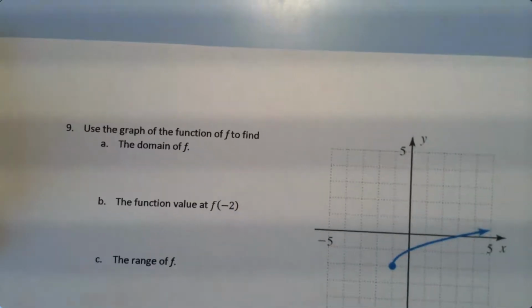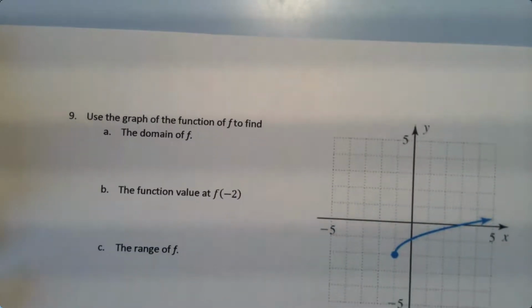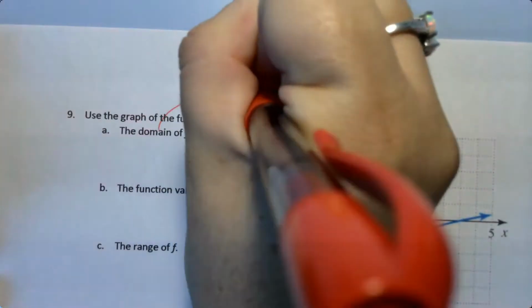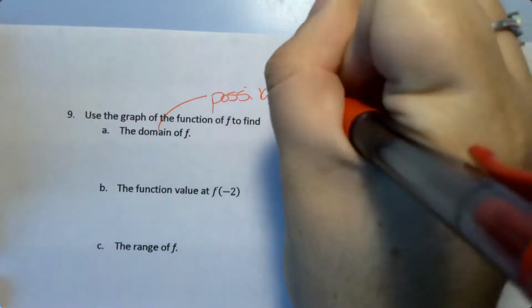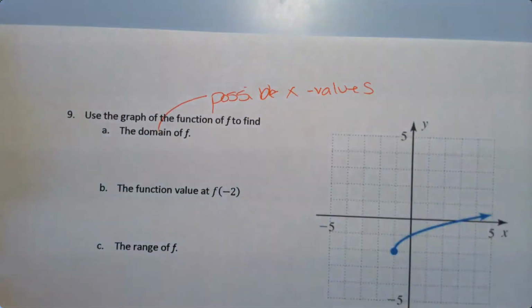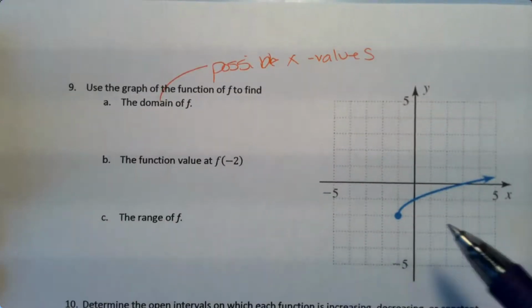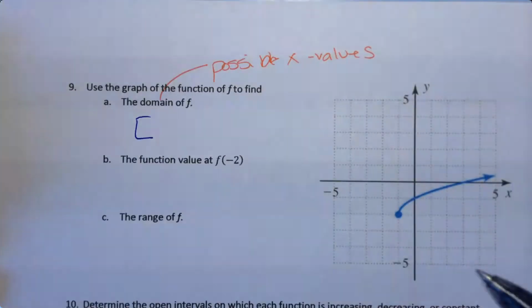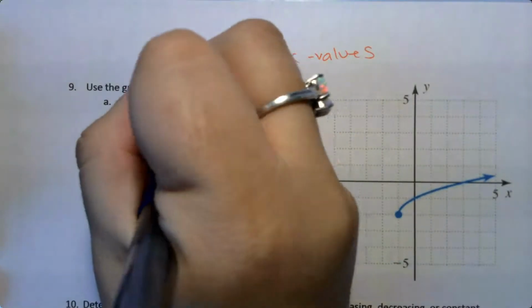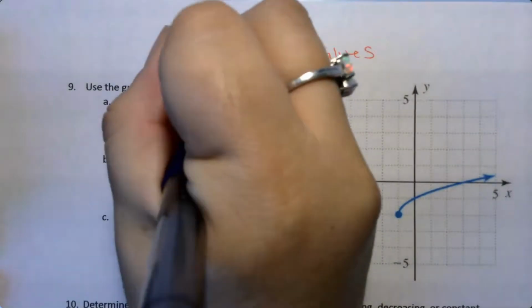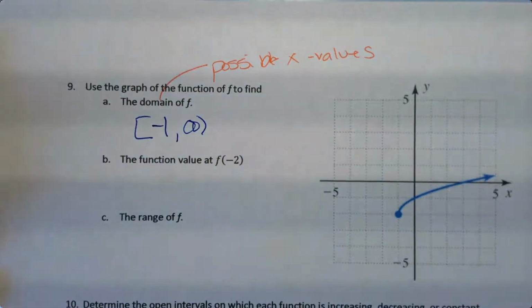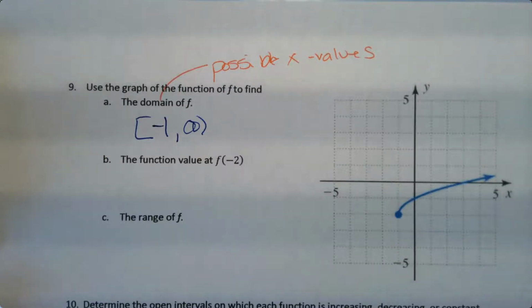Okay, so then on the next side, it is asking me to use the graph of this function to find the domain. So remember, domain is possible x values. So this solid dot means it's starting there, and this x value is -1. And then it's going right forever, so I'm going to use infinity with parentheses. The solid bracket means it includes the point, parentheses means it doesn't. So since infinity isn't a specific value, I can include it.